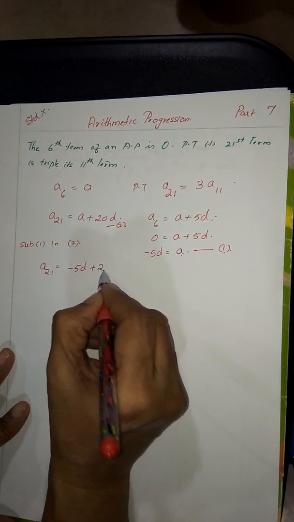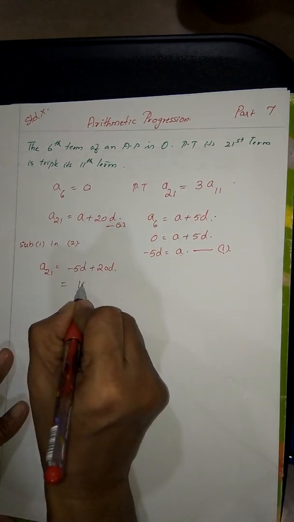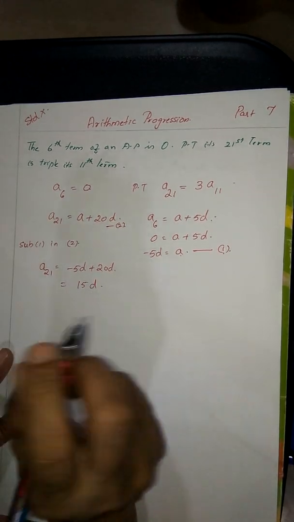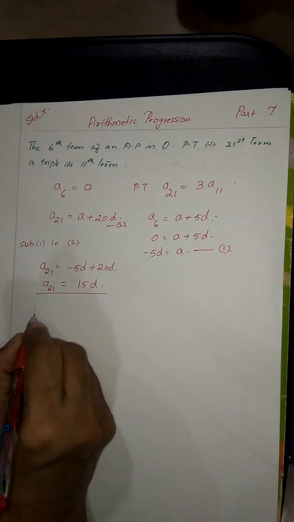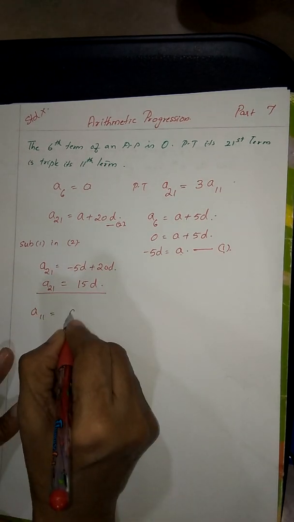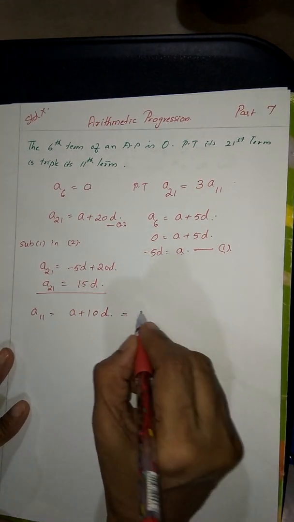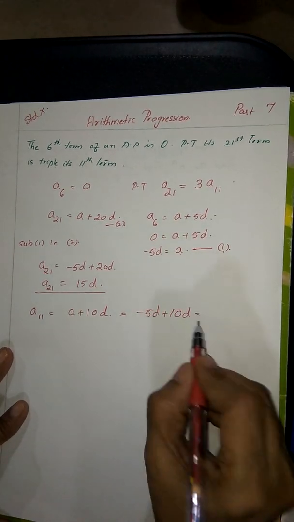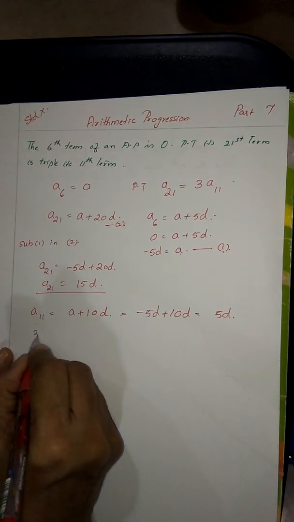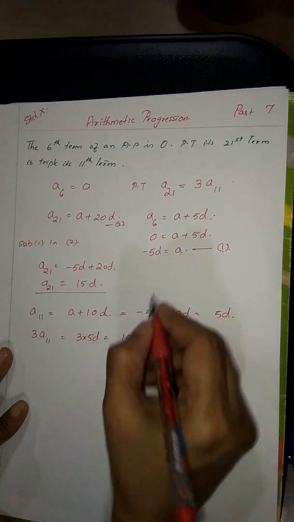plus 20D. So you get this as 15D. So A21 is 15D. Now let us find A11. Now A11 is equal to A plus 10D. A can be written as minus 5D, plus 10D, so that is equal to 5D. Now thrice A11 is equal to 3 into 5D, which is equal to 15D.